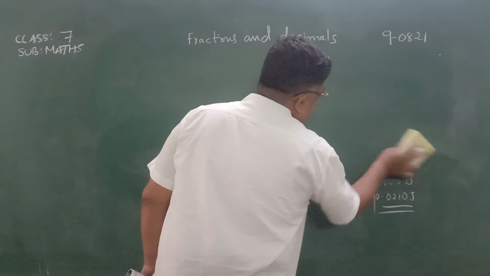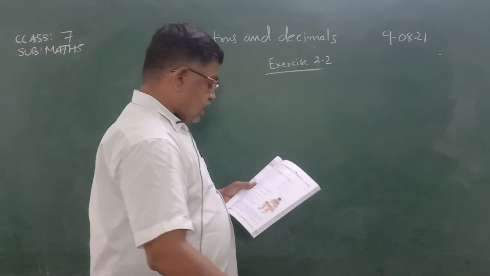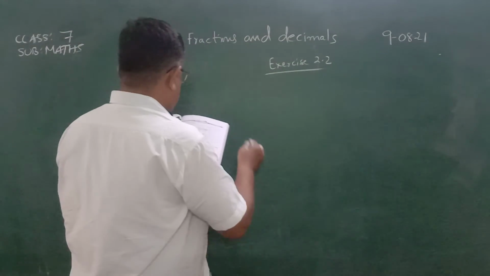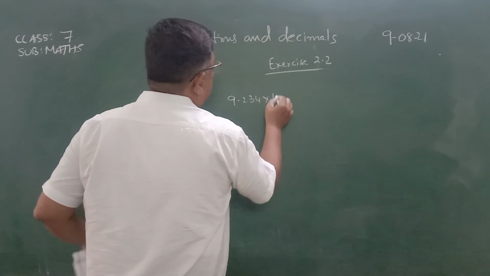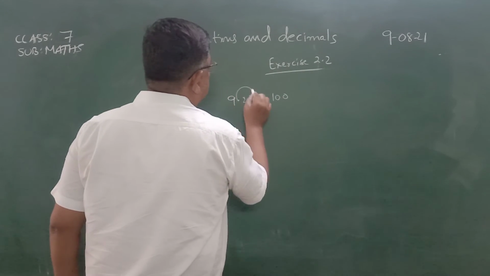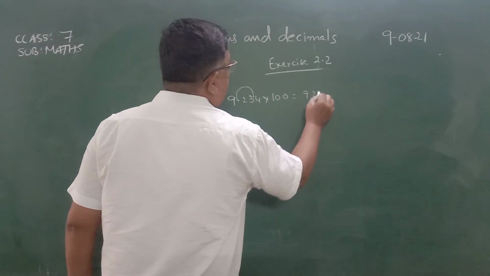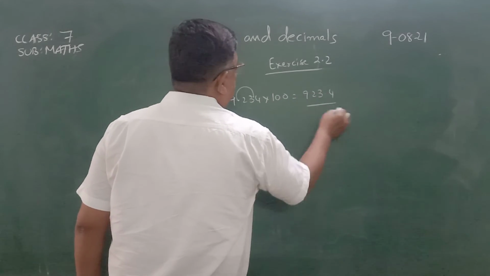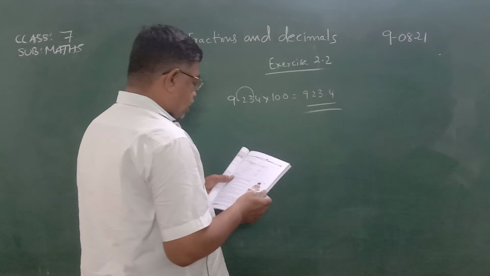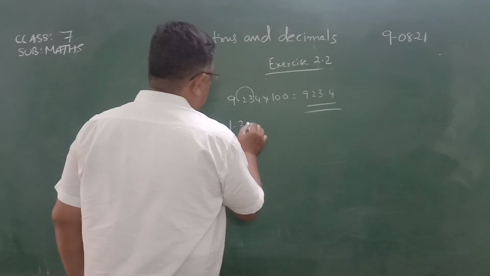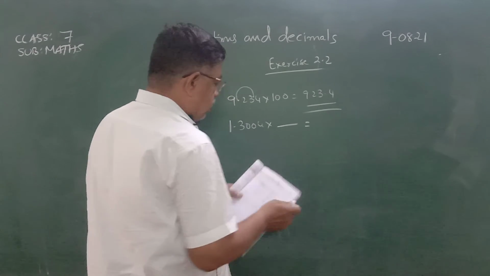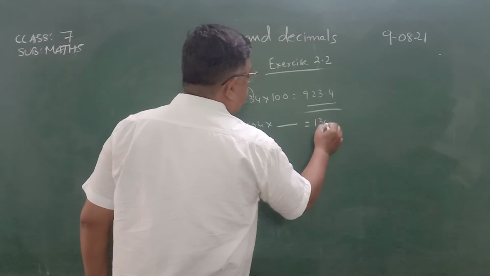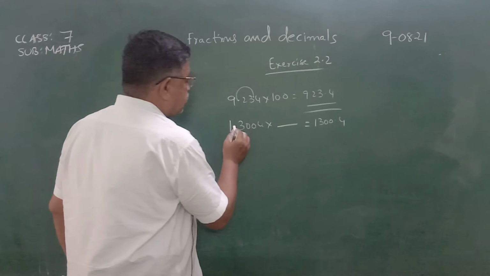Next, 9.234 into 100. The point moves 2 places towards right. It becomes 923.4. Next problem, 1.3004 into dash is equal to 1300.4. The point moves how many places?